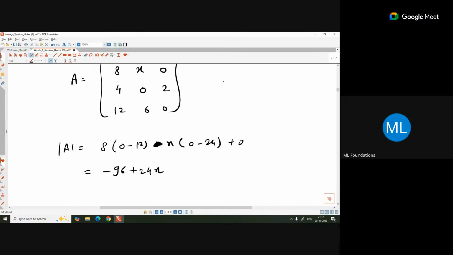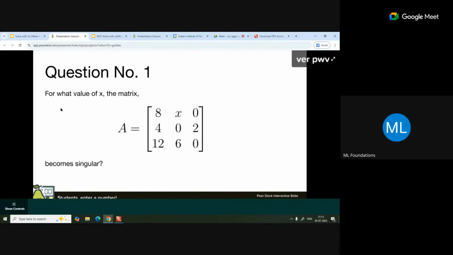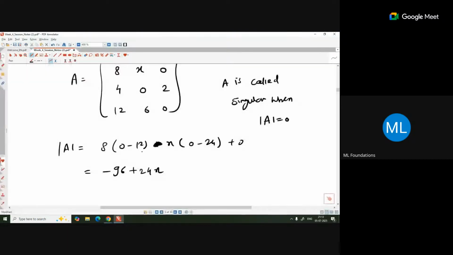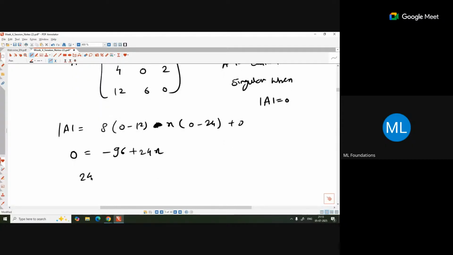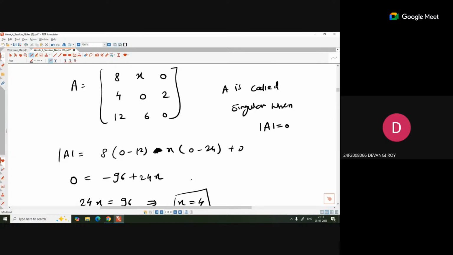And the matrix A is called singular when the determinant of A equals 0. We have asked for what value of x the matrix will become singular. That means it should be equal to 0, and in that case you will have 24x equal to 96, and that will give me x equals 4. Right? Okay. Fine. That's how you can do it.